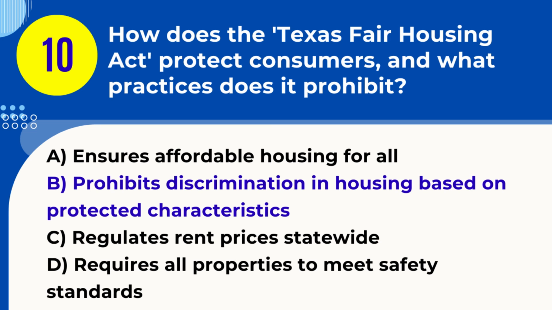Answer: B. Prohibits discrimination in housing based on protected characteristics. Explanation: the Texas Fair Housing Act protects consumers from discrimination in housing-related activities based on race, color, religion, sex, national origin, disability, or familial status. It ensures equal opportunity for all in housing choices and prohibits discriminatory practices.